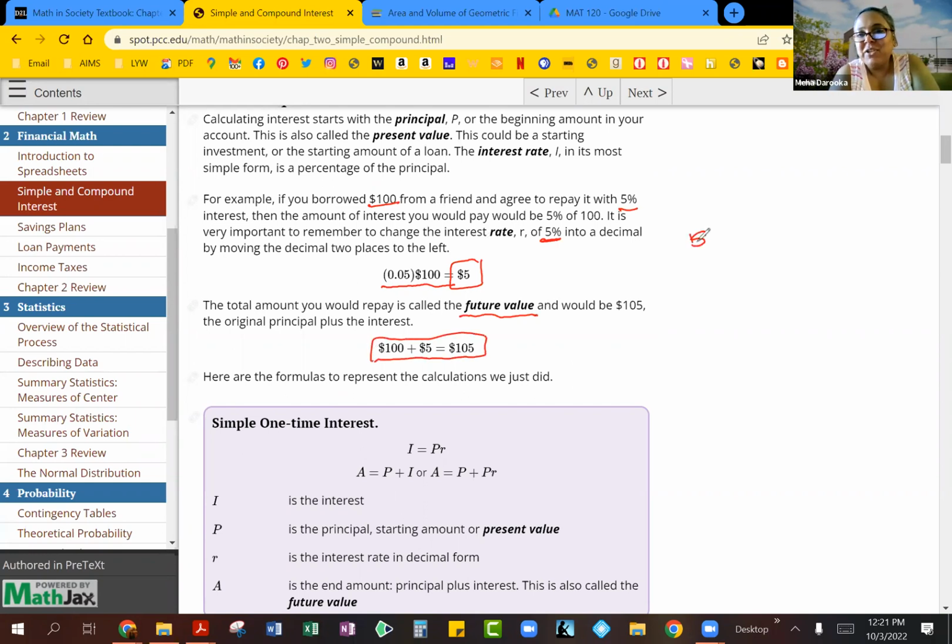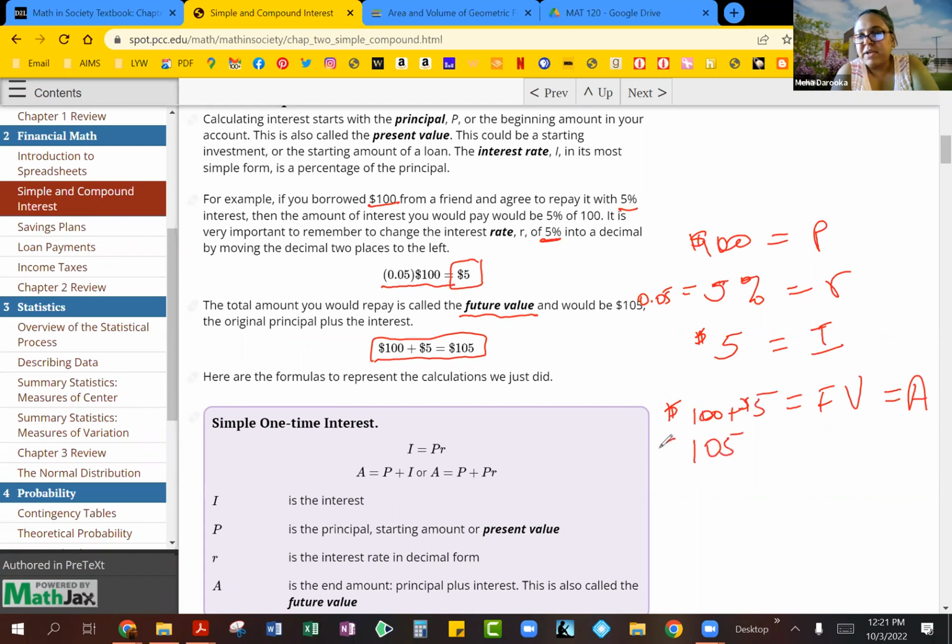So you can see the $100 is going to be your principal or present value. The 5% is going to be your interest rate, which would be a decimal number. The $5 is going to be your interest. So remember, that's the dollar amount. And then your future value, which sometimes we also call the amount. We use the letter A for that. This is where you take your principal and add the interest to it, and that comes out to be a total of 105. So that's principal plus interest.